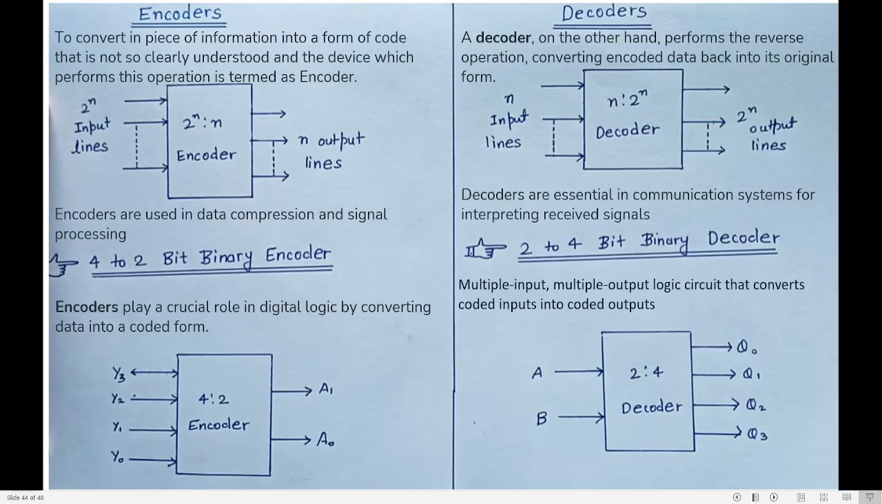Let us see about encoders and types of encoders now. We know an encoder is a device which is used to convert input information into a code. A device which is used to convert input data or input information into a code is called an encoder. This encoder is widely used in data compression and signal processing, and it plays a very crucial role in converting data to a code.